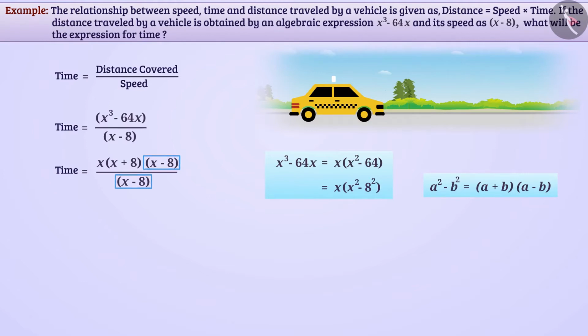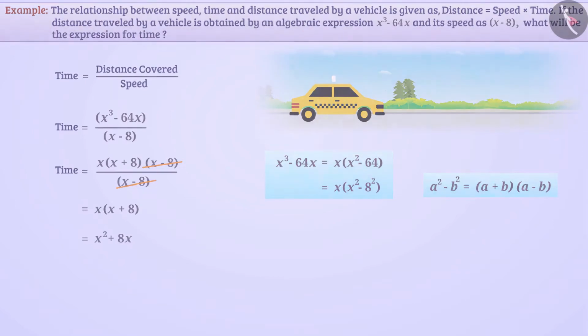So, with the cancellation method, we can cut it in both the numerator and denominator. This gives us the expression for time as x into bracket x plus 8, that is x square plus 8x. Let's see the next example.